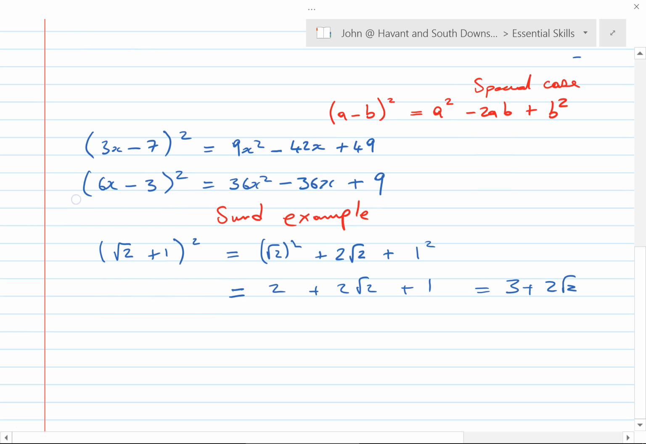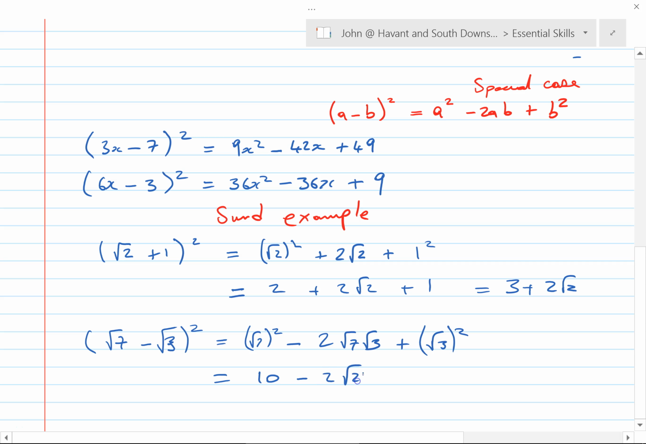Okay, let's do another one. The square root of 7 minus the square root of 3, all squared. Square root of 7, I'm probably writing more than I need to here, but let's do it anyway. Square root of 7 squared, take away, because it's the minus case, double times the square root of 7 times the square root of 3, plus the square root of 3 squared. That's 7, that's 3, that's 10, minus 2 times the square root of 7 times the square root of 3, the square root of 21.